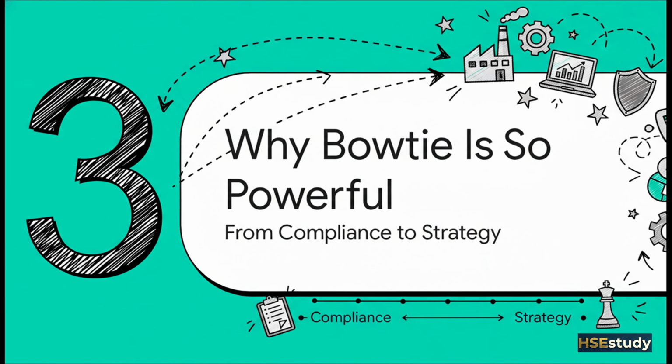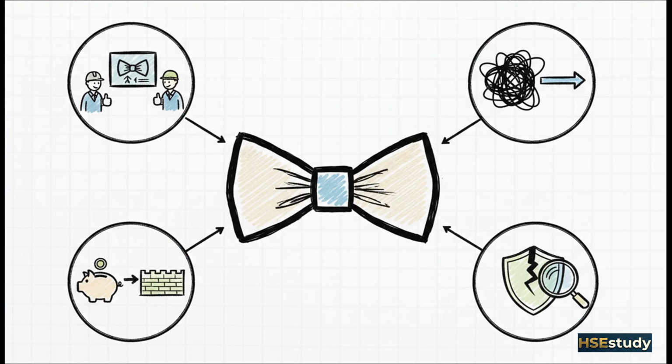Well, it's because it transforms risk management from a checkbox compliance exercise into a really powerful strategic tool. I mean, the benefits here are huge. Bowtie diagrams make complex risks super easy for everyone to understand, from the person on the front line all the way up to the boardroom. They visually highlight where your defenses are weak, they help you align with standards like ISO 45001, and they make sure you're spending money on the controls that actually matter most.